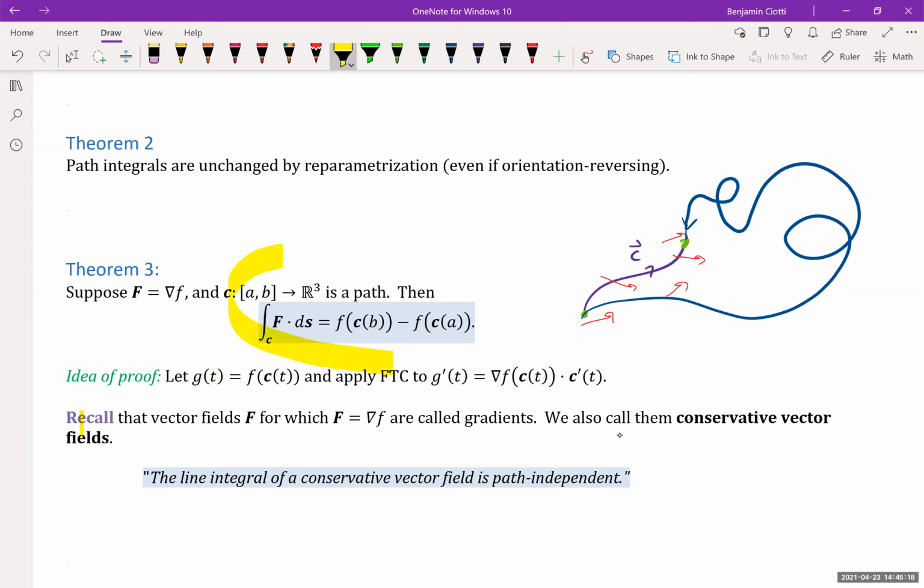Let me just reiterate the point of this theorem once again, because you might have heard it, especially in the context of physics. There's another name for vector fields that are gradients. They're also called conservative vector fields. So conservative vector fields are the same as gradients. Same thing, two words that mean the same thing. You'll hear either word to mean vector fields that are gradients.